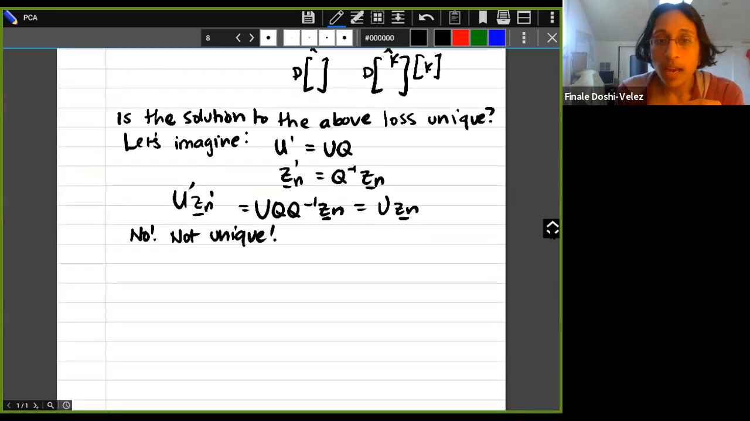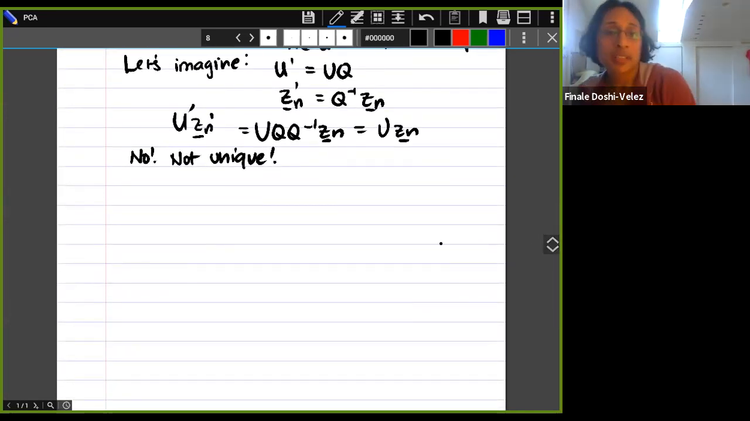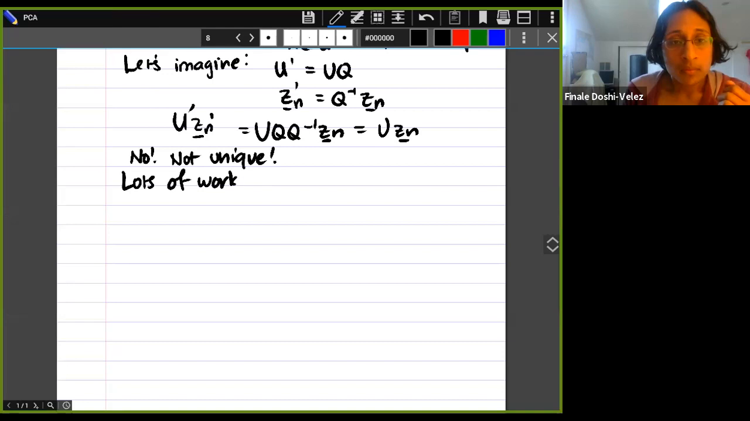So here's where we're going to add a constraint, because the loss is not unique. We're going to ask, what properties do we want in U? If the loss had a unique solution, we would not have any options. We would just have to go with what we get. But since it's not unique, we can start to be choosy. And there are a lot of different works out there that solve for U with different constraints.